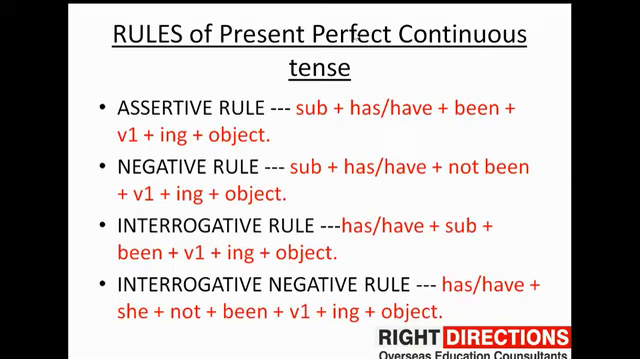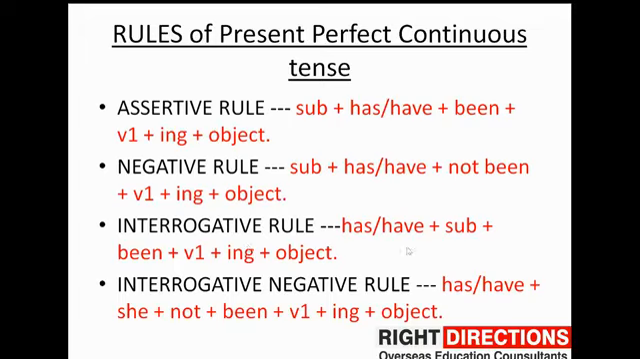to you. Perfect के लिए हम क्या लगाते हैं? Has, have plus third form. Continuous के लिए ing. And for the blended form, we'll be using been. For the negative rule, we'll be just adding not after has, have, before been. Alright? Subject plus has, have plus not been plus first form of verb plus ing and object.